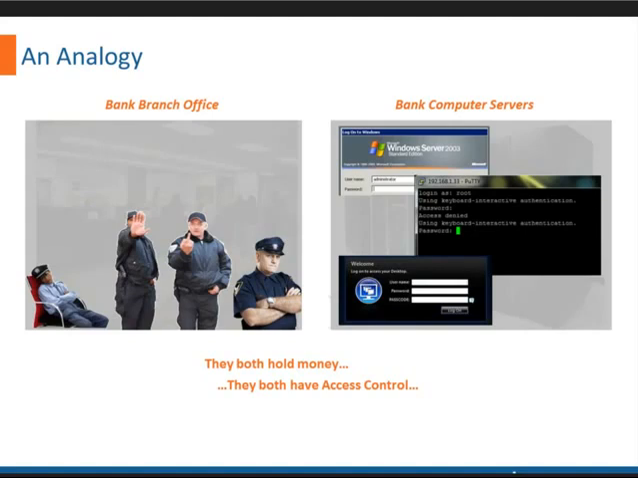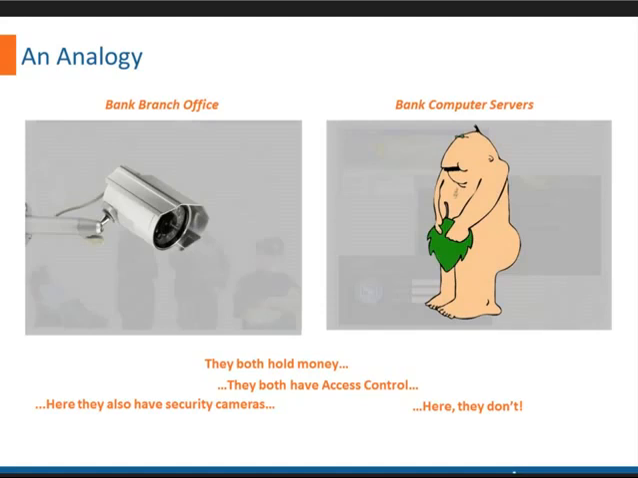And we all know exactly what that looks like, and it might look a little bit different. In the branch office, it looks like big tough guys wearing blue suits, and on our computer servers, well, we know what access control looks like there as well. But at the end of the day, those are all about access control, making sure we control who gets into the branch office or who gets into the computer servers. So it's kind of exactly the same in many ways. But here is where the analogy breaks down, because in addition to the access control at the branch office, they also have security cameras.